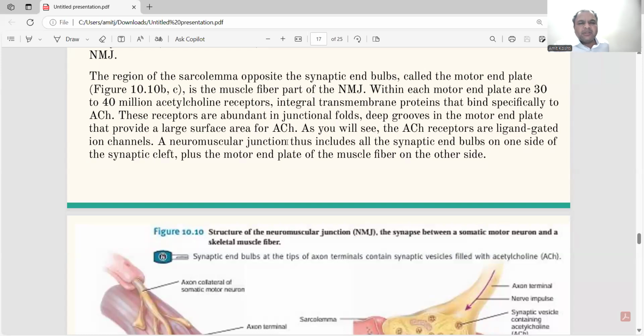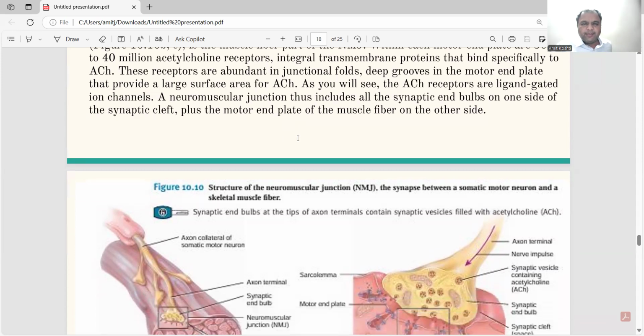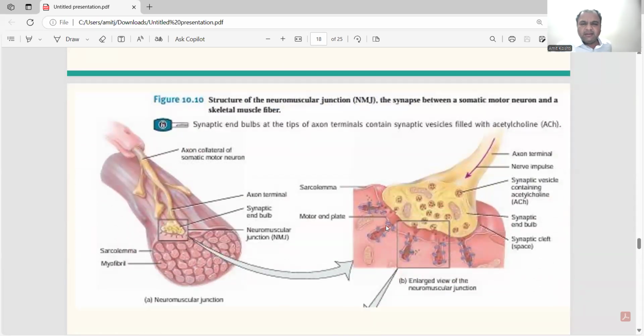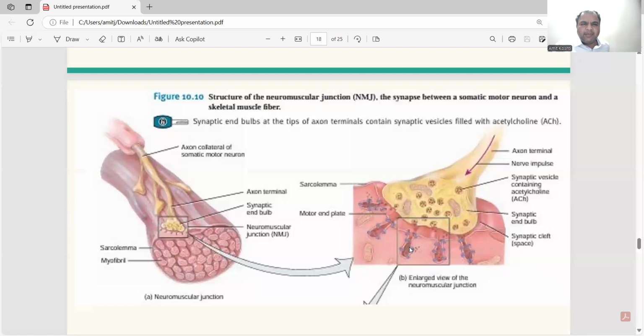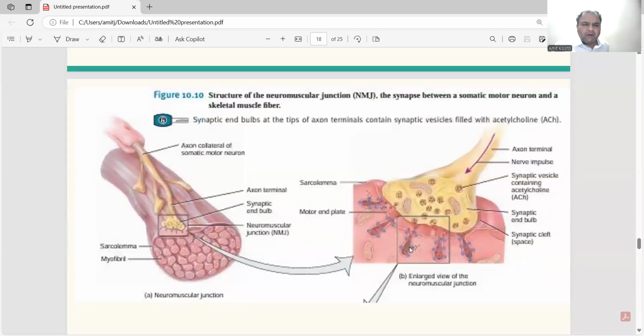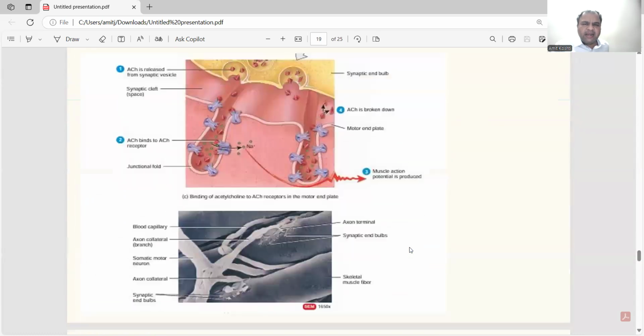A neuromuscular junction thus includes all the synaptic end bulbs on one side of the synaptic cleft plus the motor end plate of the muscle fiber on the other side. You can see this structure. These are the motor end plate, and on one side is the synaptic cleft, and on the other side are the receptors of the motor end plate. Now, we have gone through this diagram.